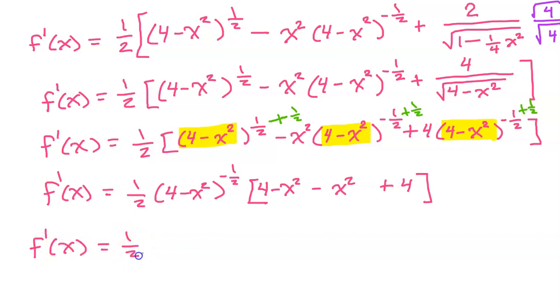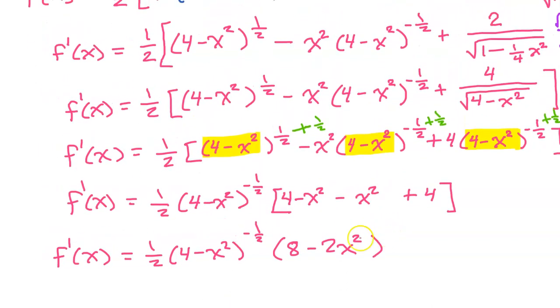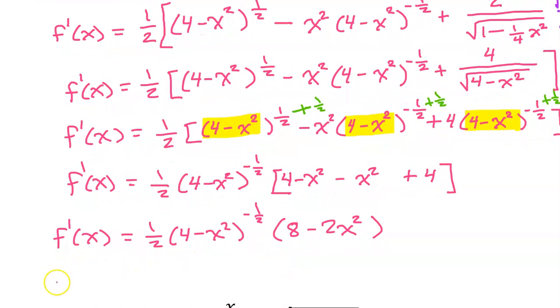I have my 1/2 (4 minus x squared) to the negative 1/2 power. I think I'm going to use regular parentheses now. 4 plus 4 is 8. So I have my 8. And then negative x squared minus x squared is negative 2x squared. So I have this. Okay, I'm kind of running out of space. I'm going to squeeze one more line in here.